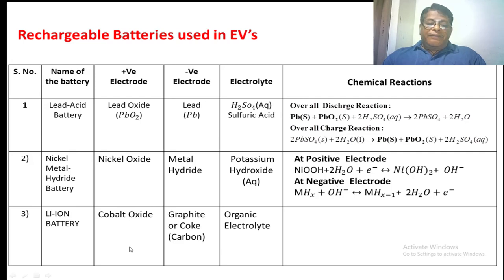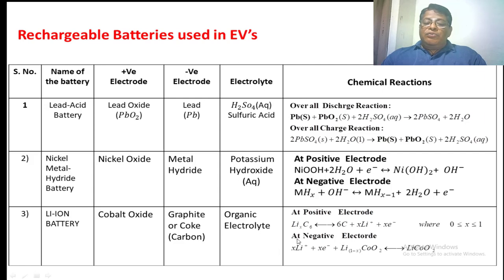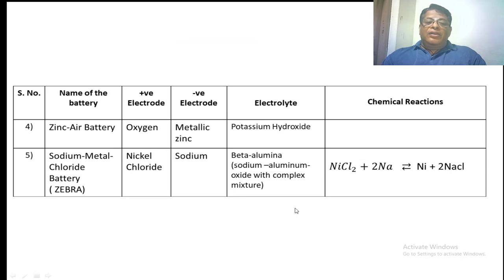Lithium ion battery: cobalt oxide is the positive electrode, graphite or coke is the negative electrode, with an organic electrolyte. This is the chemical reaction which occurs at the positive electrode as well as the negative electrode. Here we can find x, where the x value lies between 0 and 1. Zinc air battery: oxygen is the positive electrode, metallic zinc is the negative electrode, and potassium hydroxide is the electrolyte.